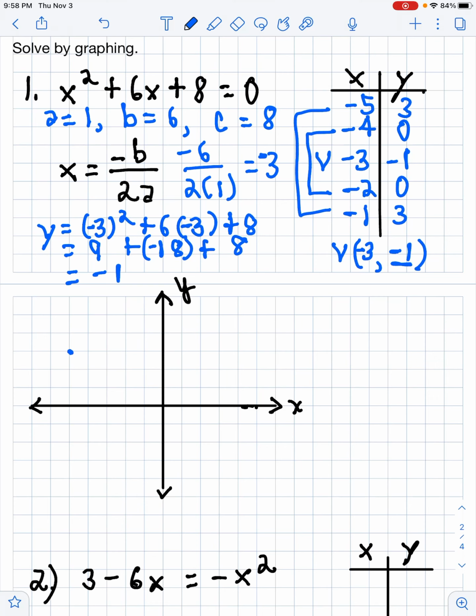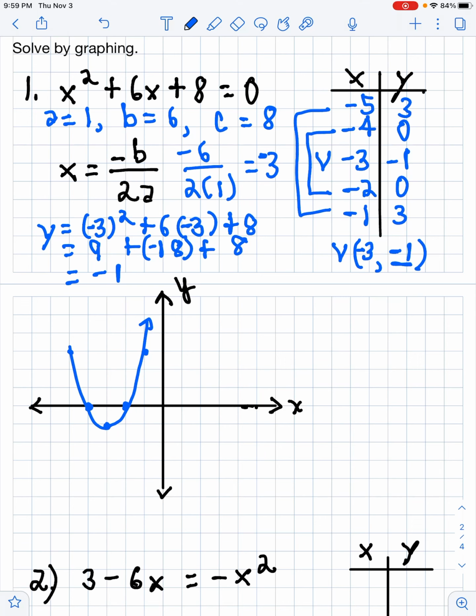That would be here. (-4, 0), which is obviously a solution because that's where y is 0. (-3, -1). (-2, 0), another solution because that's where it crosses the x-axis. And then (-1, 3). So I can see with my table where those solutions are.